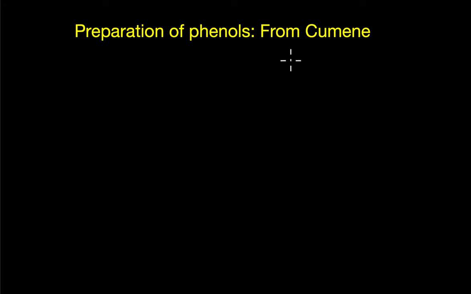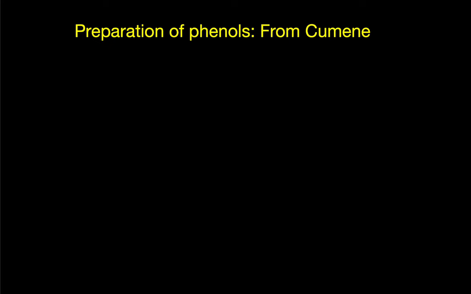Now, this method is not discussed in detail in many textbooks, but it is important to understand because this is the industrial method by which phenols are primarily prepared. And not just that, this process also generates another commercially important chemical called acetone as the byproduct. So, let's go ahead and see how we can prepare phenols from cumene.